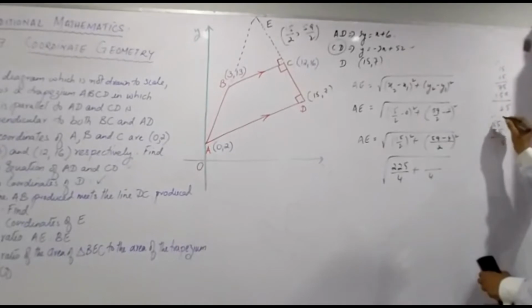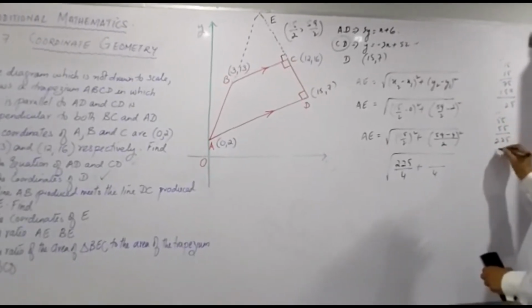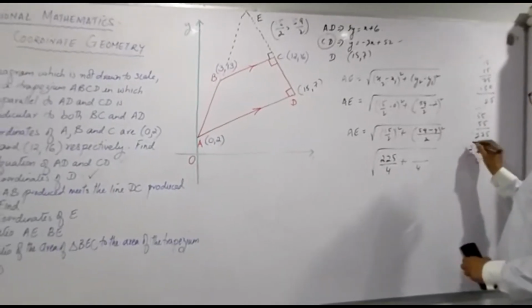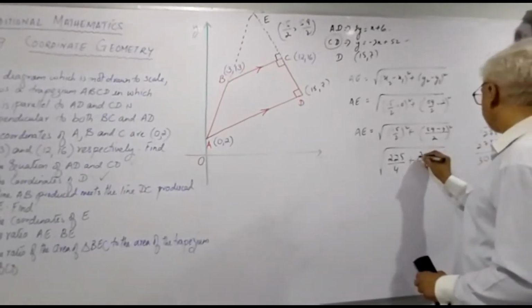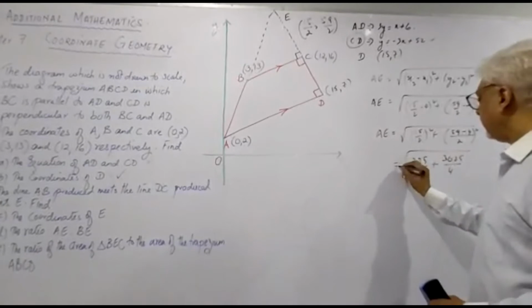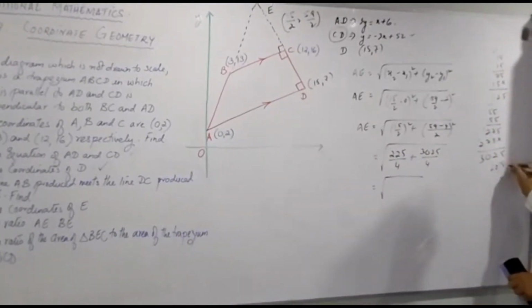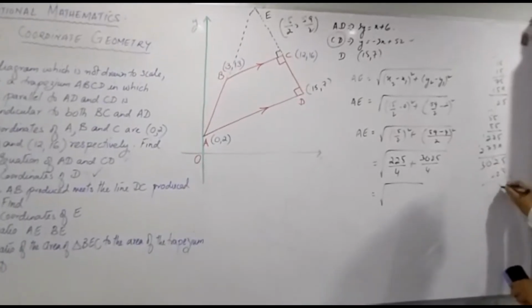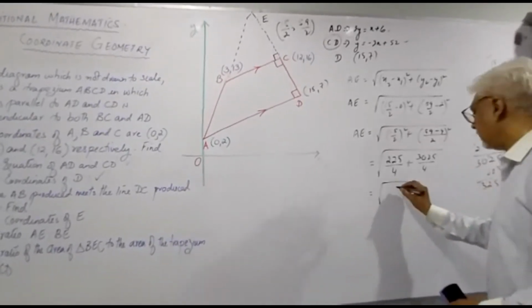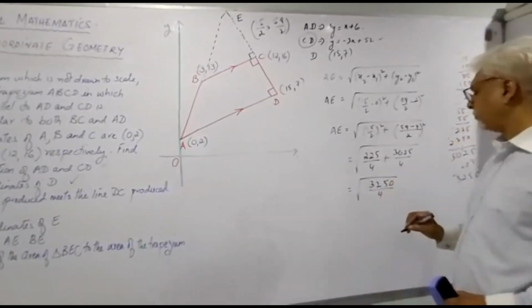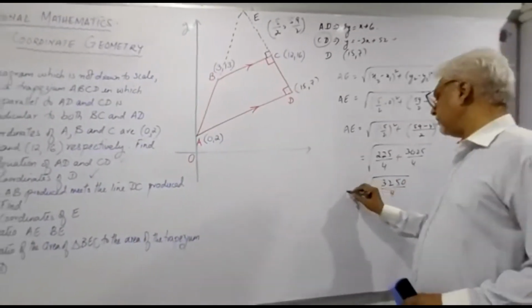55 times 55 is 3025. And when you add this to 225, you get 3250 upon 4. This is what AE is equal to.